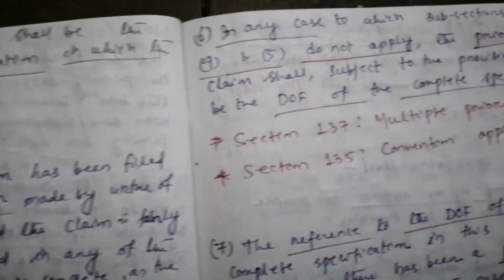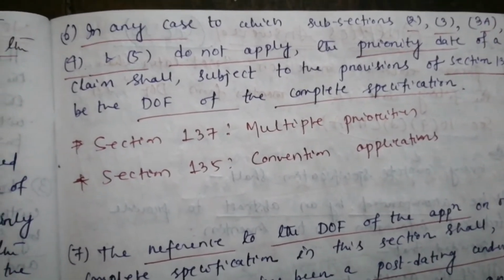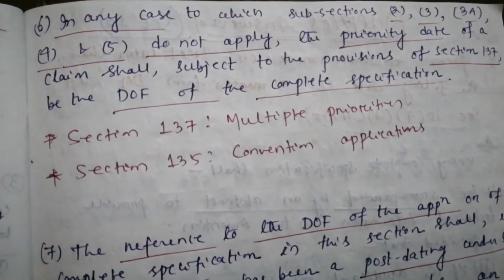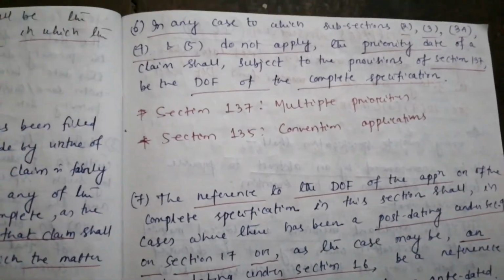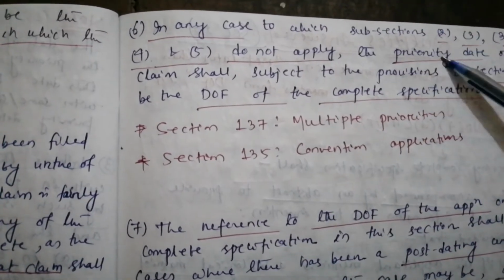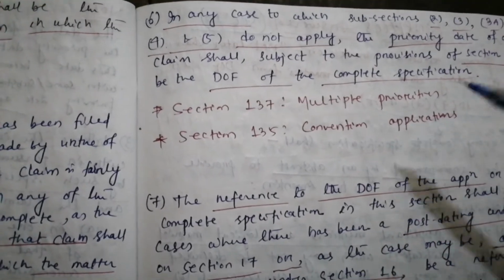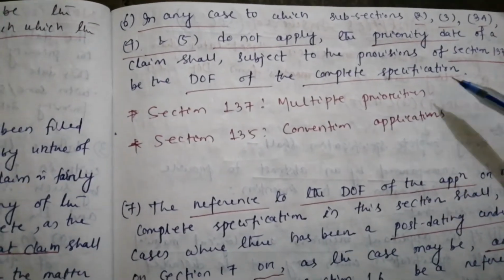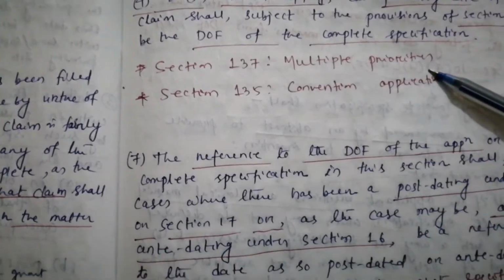Fine. Next, subsection 6. In any case to which subsections 2, 3, 3A, 4 and 5 do not apply, the priority date of a claim shall, subject to the provisions of section 137, be the date of filing of the complete specification. That means if subsections 2, 3, 3A, 4 and 5 are not applicable, then the priority date will be taken as per the provisions of section 137. Okay, and what is section 137? It is about multiple priorities. Fine.